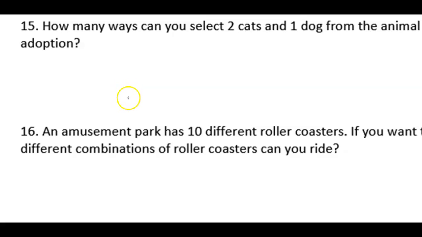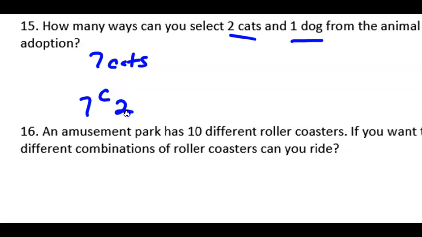15. How many ways can you select 2 cats and a dog from an animal shelter if there are 7 cats and 5 dogs available? So let's look at this. I got 2 cats and 1 dog that I am going to take with me. But there are 7 cats in the shelter, so that's out of 7 cats, choose 2. Order doesn't matter here, because I'm not going to rearrange it. The 2 I pick are the 2 I'm taking home. And then I'm going to multiply that by, out of the 5 dogs, choose 1.